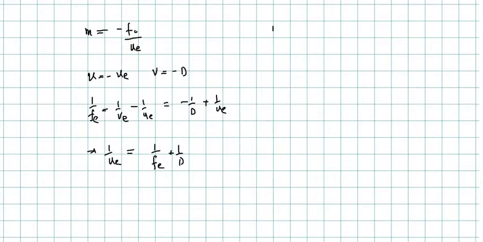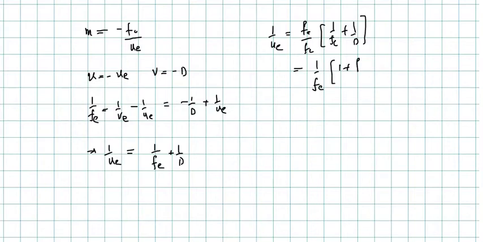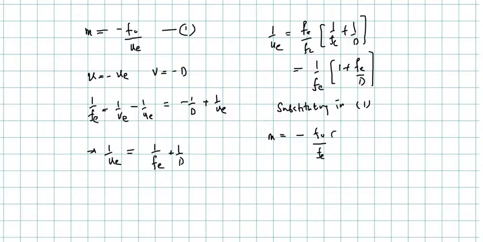Now 1 by u_e, if I multiply this relation by f_e, I get 1 by f_e plus 1 by D. So if I multiply it, I should get here 1 by f_e and then 1 plus f_e by D. Therefore, substituting 1 by u_e in equation 1, I get m is equal to minus f_o by f_e times 1 plus f_e by D.